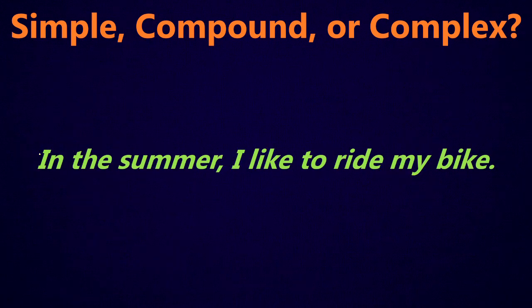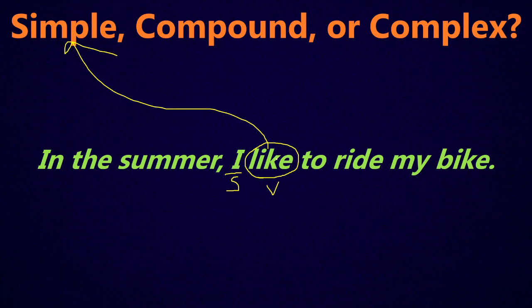All right, is this simple, compound, or complex? You can pause the video and try it on your own. Okay, so let's look for the verbs. In the summer, I like to ride my bike. The word like is a verb. The word to ride is usually a verb, but in this sentence, it's not being used as a verb. It's being used as a noun. So we actually only have one verb. And what's the subject of like? It is I. So we actually only have one subject and one verb, which means that this is a simple sentence.